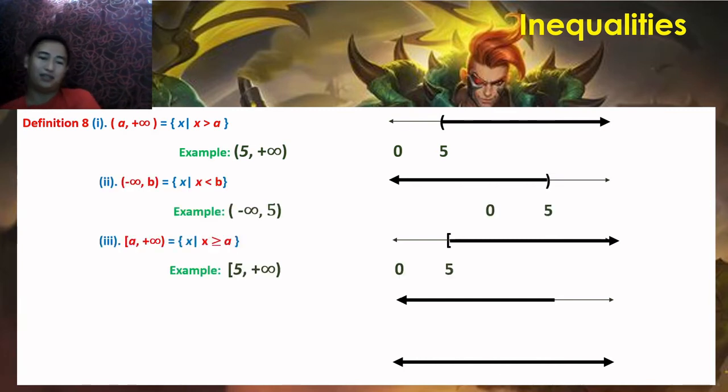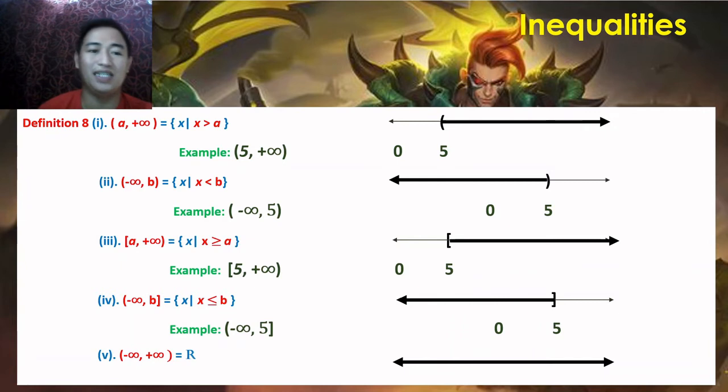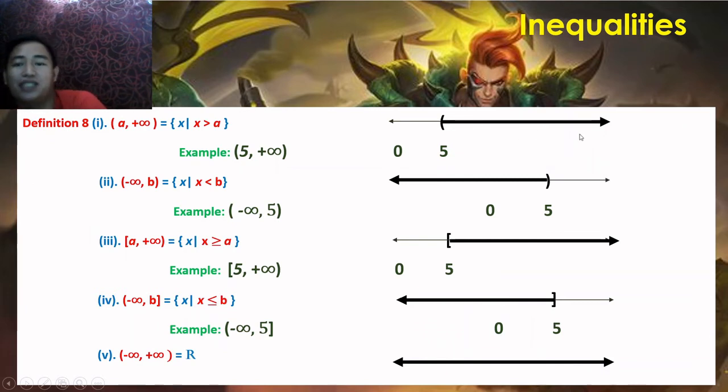Okay, another definition. These are the inequalities involving infinity. From A to positive infinity, this is the interval. For example, 5 to positive infinity. So it starts at 5 going to positive infinity. For negative infinity, you must not write positive infinity on the left; negative infinity goes on the left side. So negative infinity to B, for example 5. So x is less than B, meaning the values less than 5, like 4, 3, 2, 1, and the negatives. So 5 is not included. Here x is greater than A, where A is 5, so the values greater than 5 like 6, 7, 8, 9, 10.